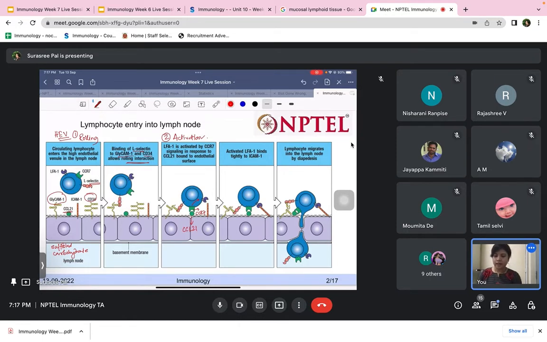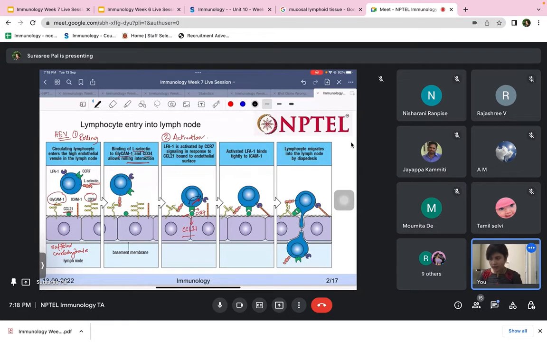So what happens is that the chemokine receptor binds to this CCL21, this particular chemokine molecule, which is produced by the stromal cells of the lymph node, as well as displayed on the surface of high endothelial venule cells. Okay, so the CCL21 binds to the chemokine receptor CCR7, right? And because of this binding of CCR7 to CCL21, it signals, you can see here, the LFA1, right?